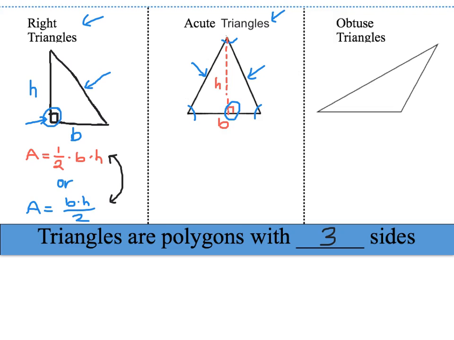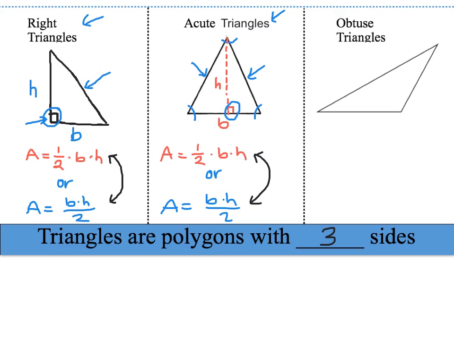So if we want to find the area of this triangle, we can go ahead and use this formula. Area is equal to 1/2 times the base times the height. Or another one would be area equals base times height divided by 2. These are the same formulas. And notice that the formula for finding the area of a right triangle and an acute triangle is the same.